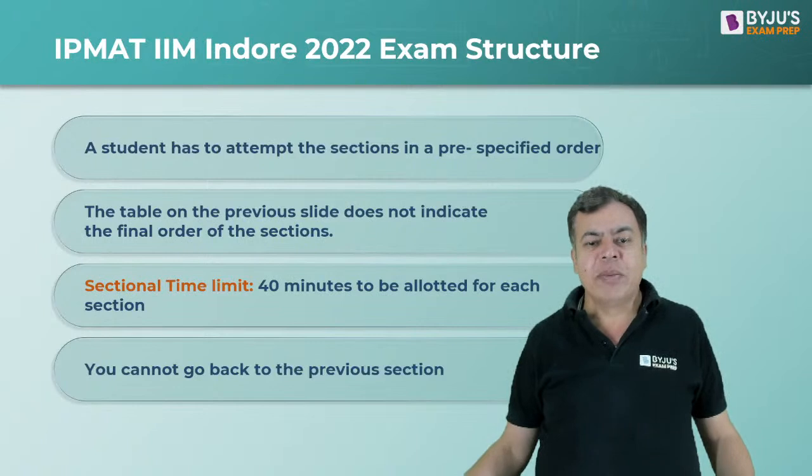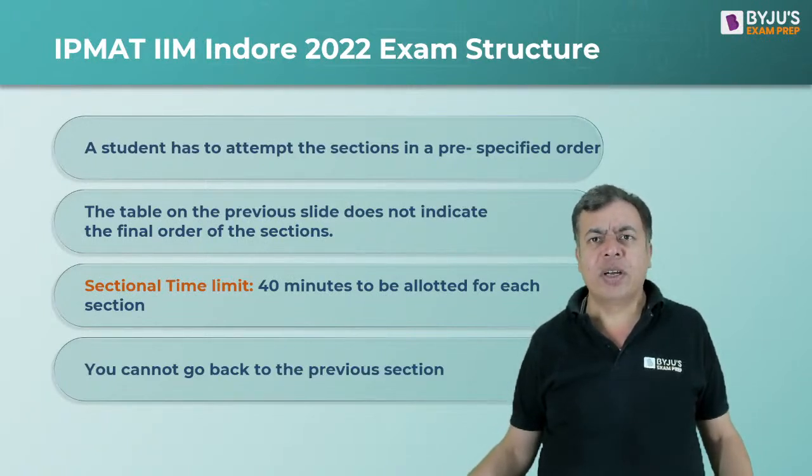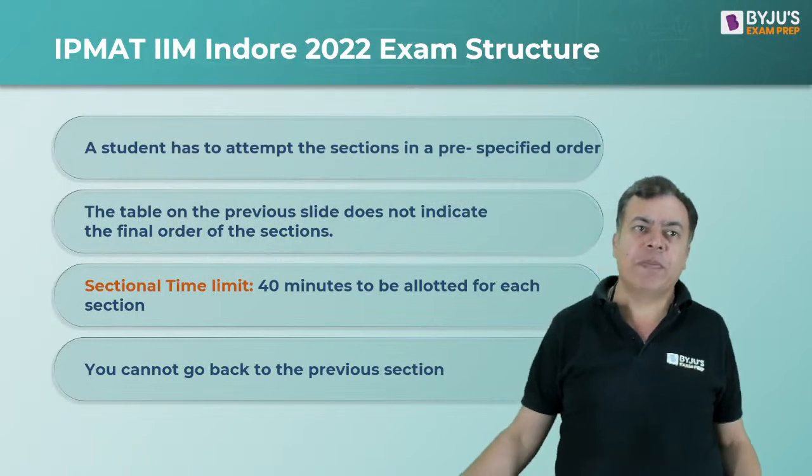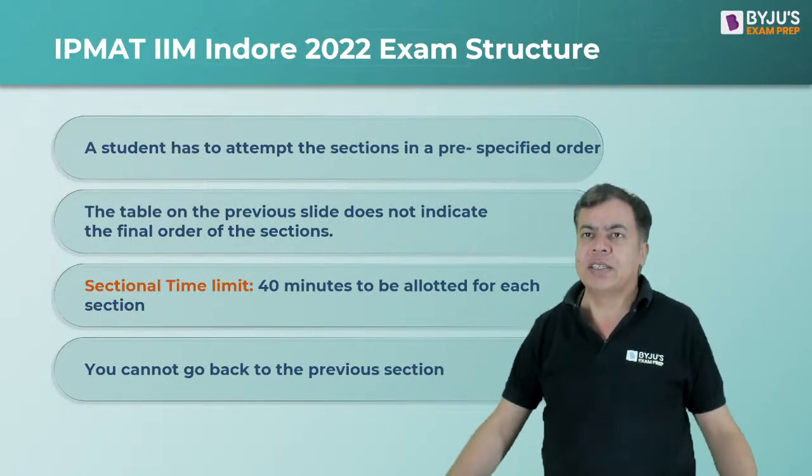Then sectional time limit is 40 minutes to be allotted for each section. 40 minutes each section, total 120 minutes, 2 hours. You cannot go back to the previous section, right? From any section, you cannot go back to the previous section. Once you have completed one section, that is over.